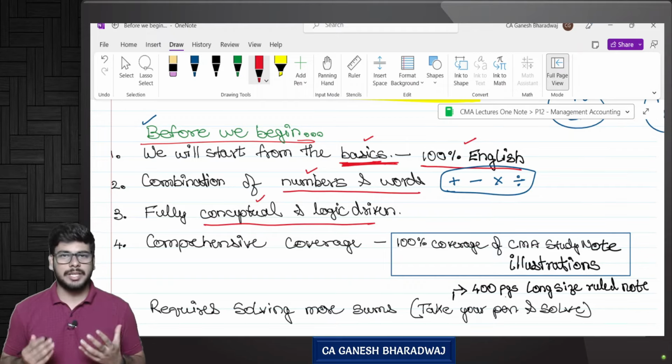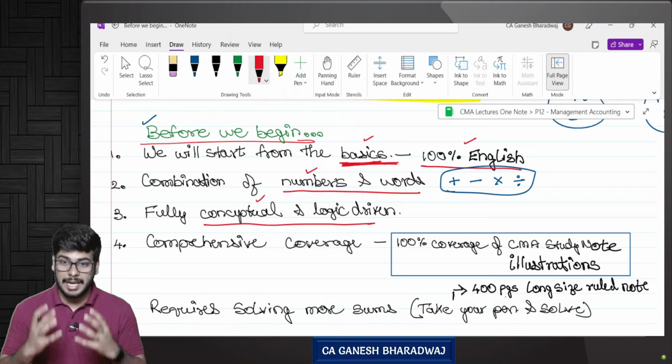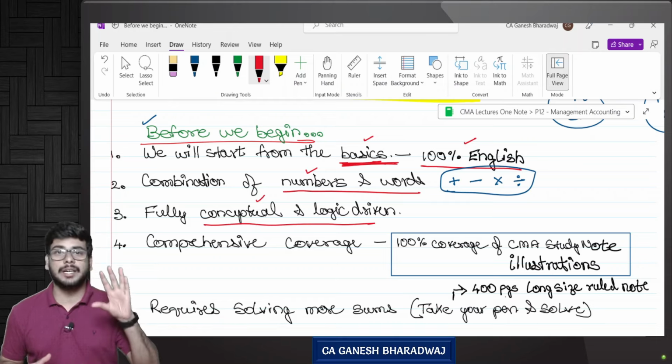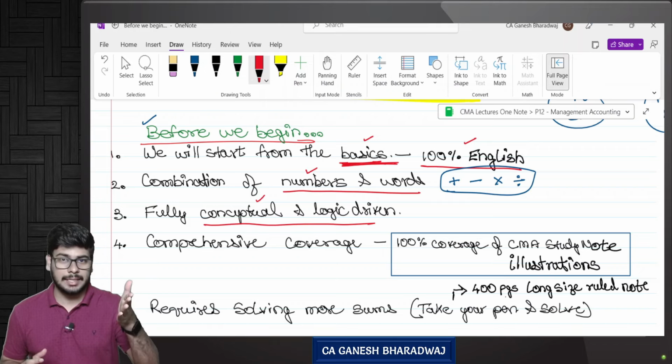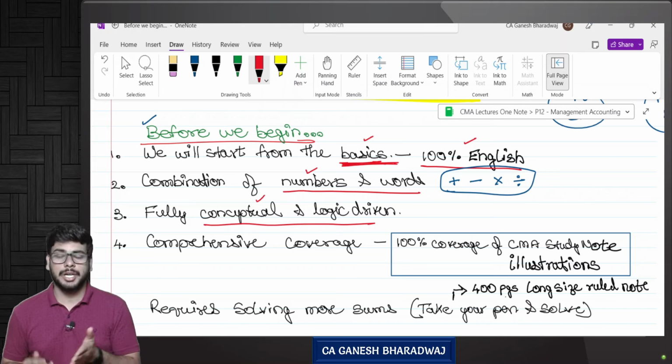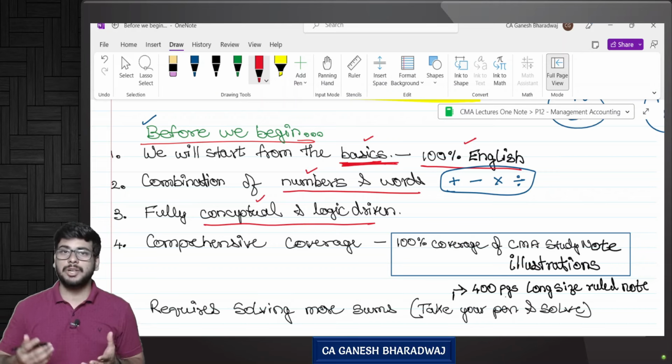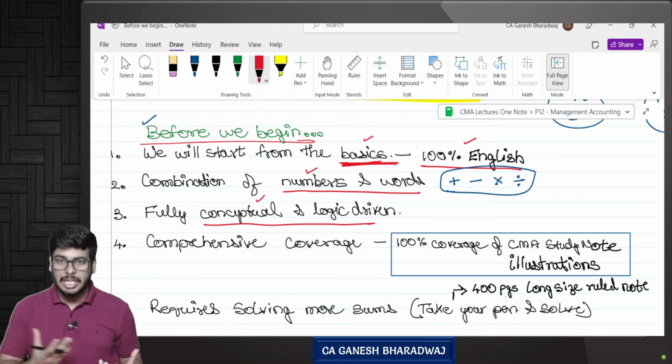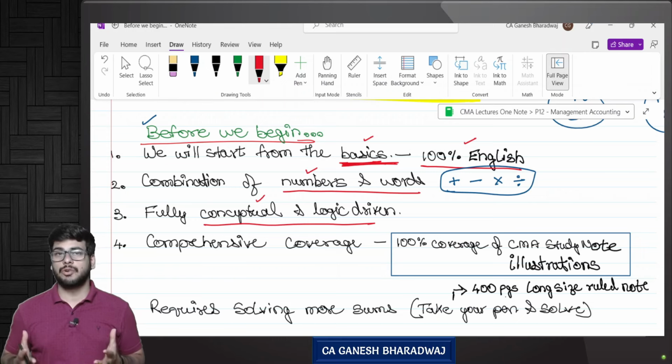So please don't think that I can just mug up something and go. No. In fact, this paper, management accounting, is a core paper. Core means a very, very important paper for your entire course, because the course name itself is CMA, cost and management accounting. So once you finish this course, you will be called a cost and management accountant. So management accounting is what we are going to see right now.